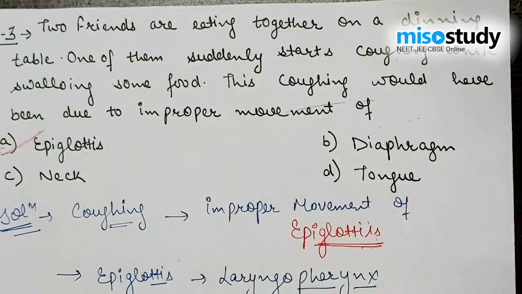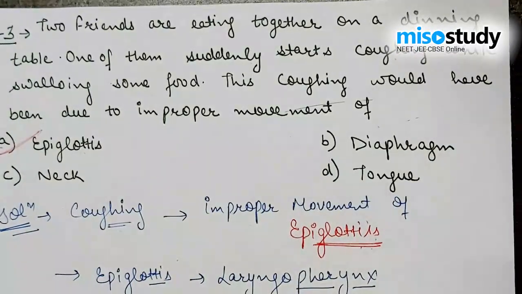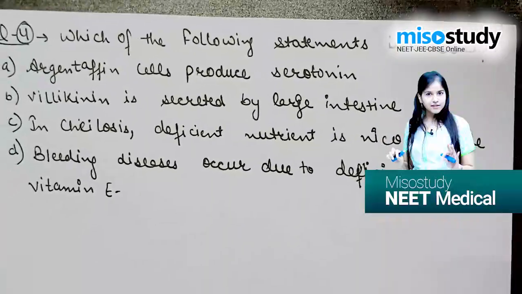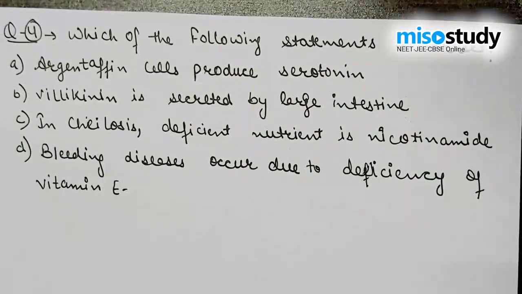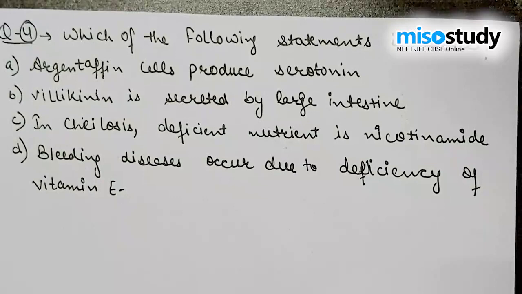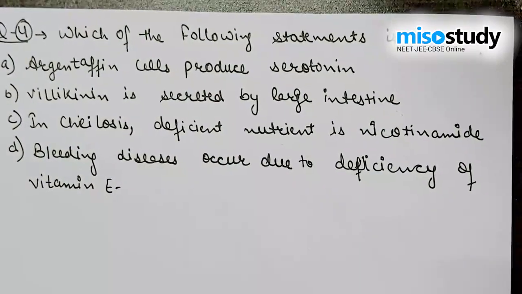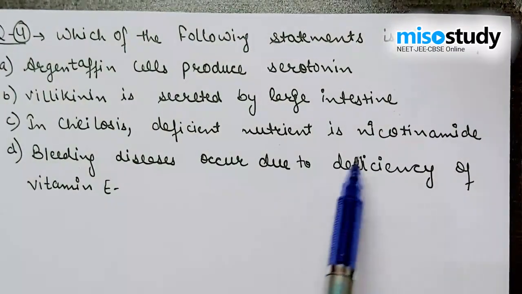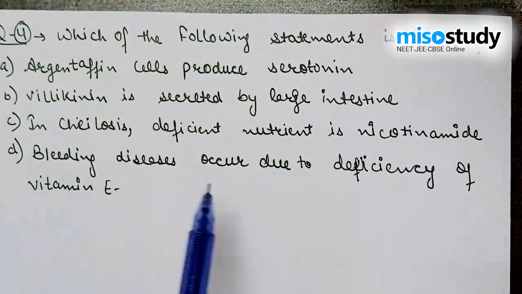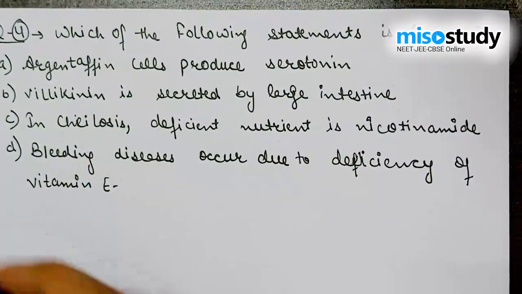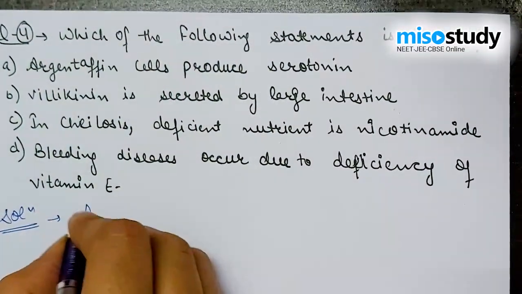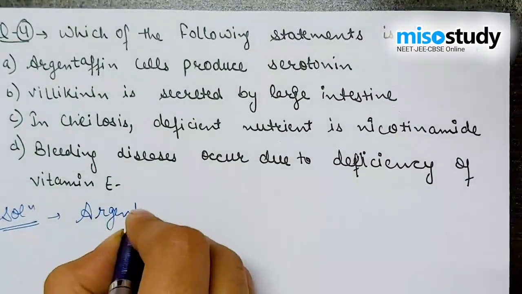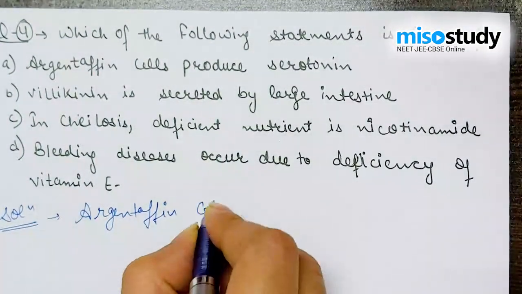The next question which we are going to discuss from digestion and absorption is: which of the following statements is correct? A. Argentaffin cells produce serotonin. B. Villikinin is secreted by the large intestine. C. In chlosis, the deficient nutrient is nicotinamide. D. Bleeding diseases occur due to deficiency of vitamin A. The solution for the question: first we discuss argentaffin cells.